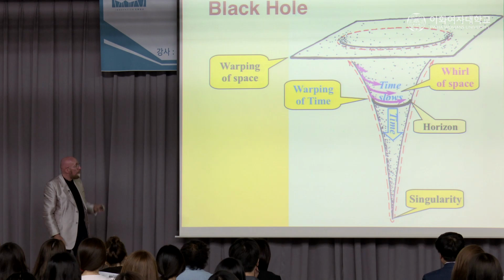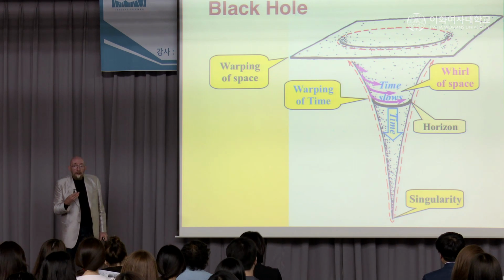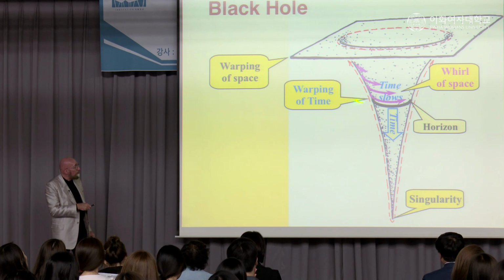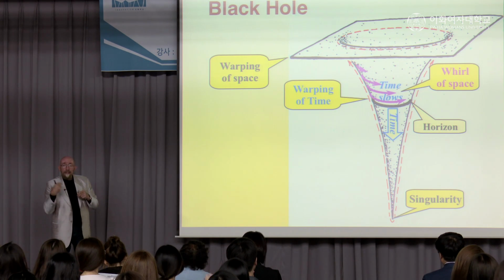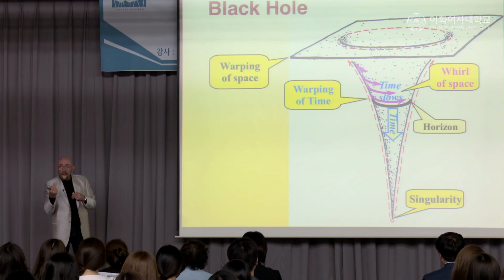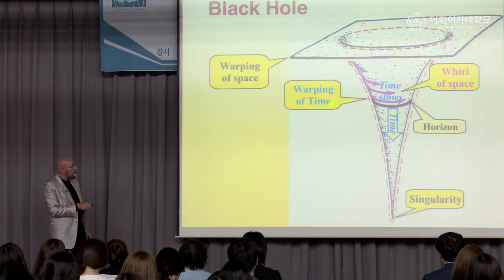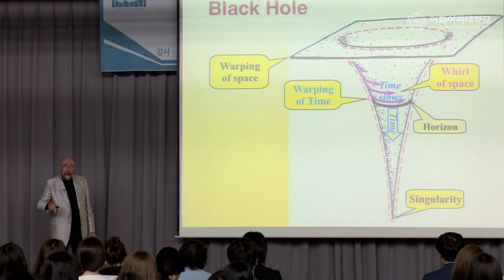The third aspect of the warping of space and time is the whirl of space. Black holes generally spin on their axes just as the Earth spins. And as a black hole spins, it drags space into a whirling motion like the air in a tornado.